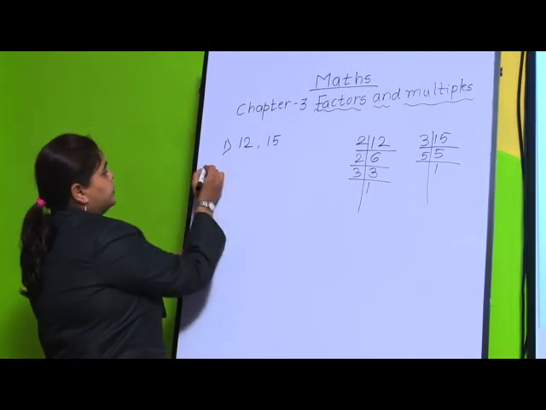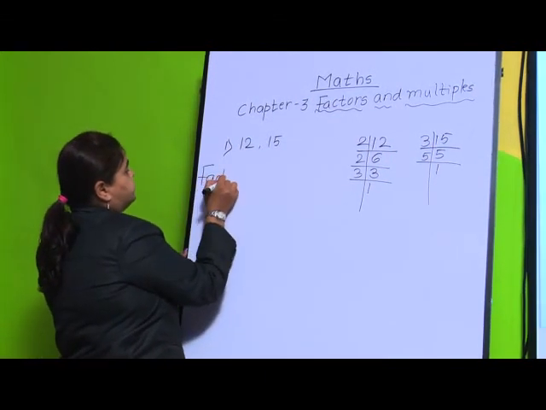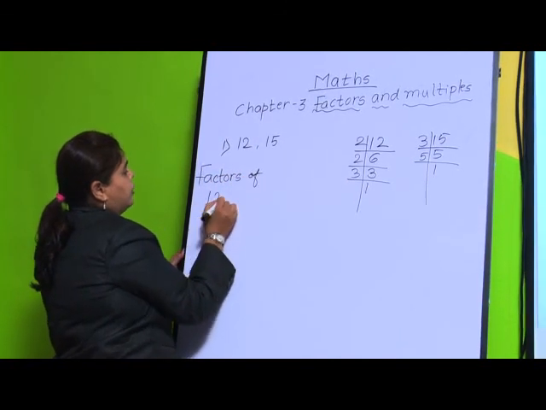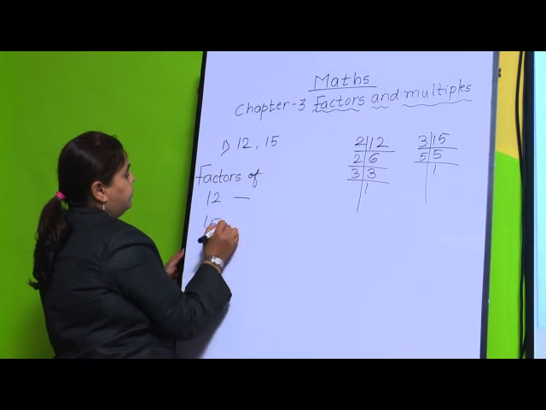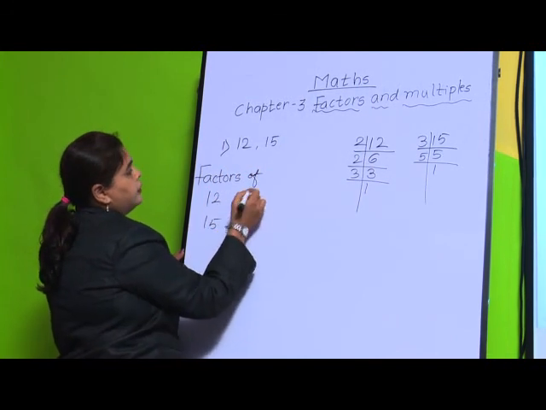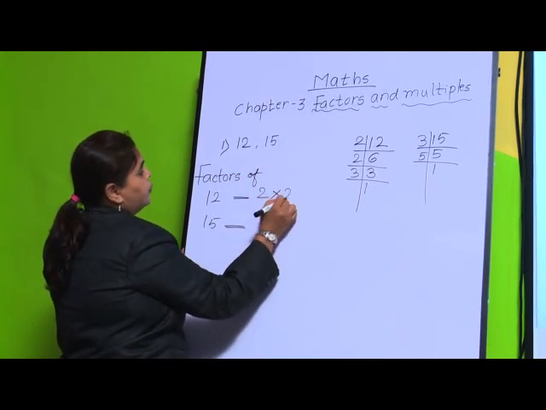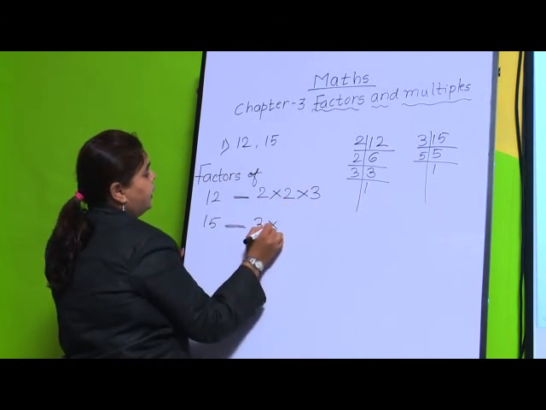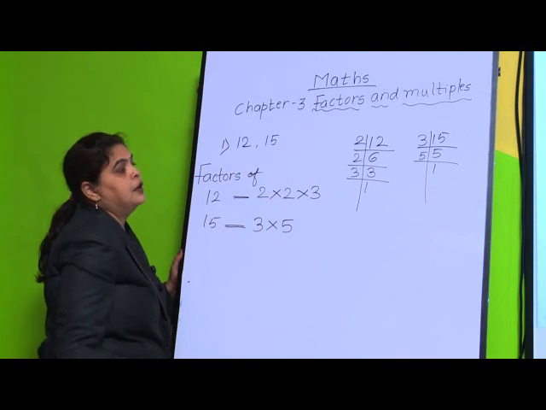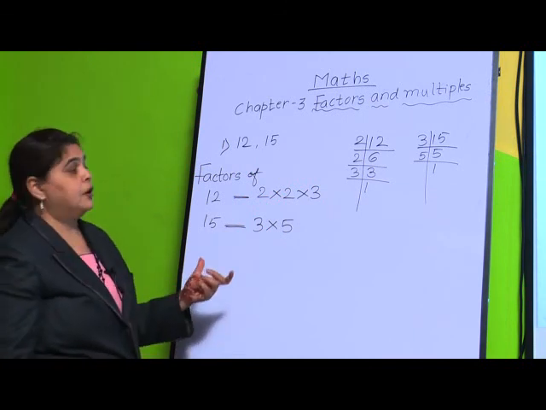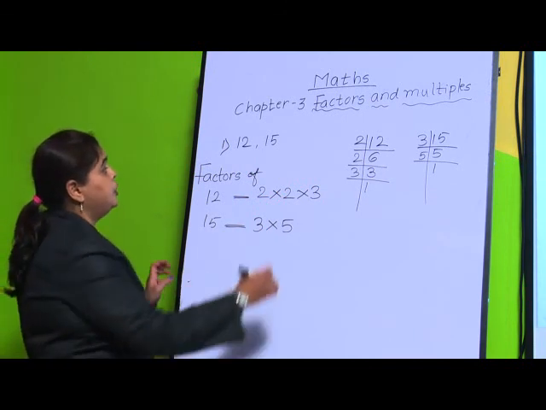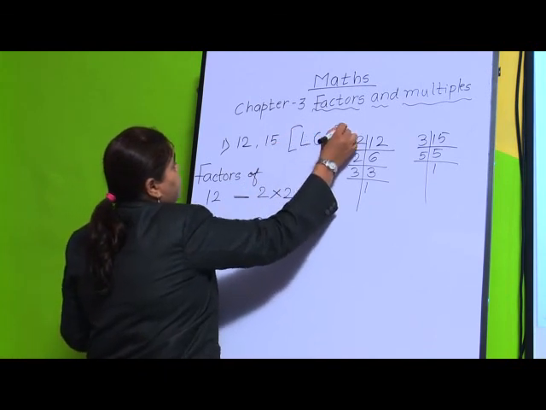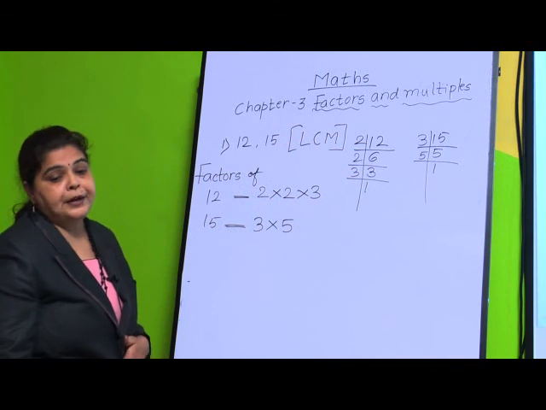So what are the factors of 12 and 15? 2 multiplied by 2 multiplied by 3, and here 3 multiplied by 5. These are the factors. What is our question? We have to find the LCM, which means least common multiple.